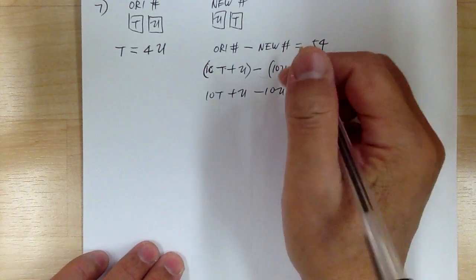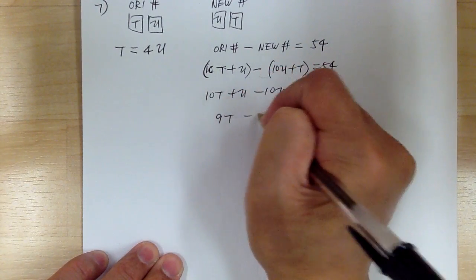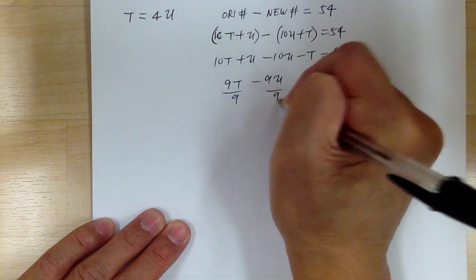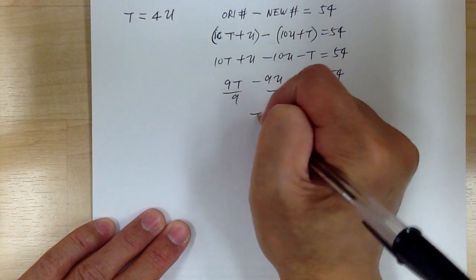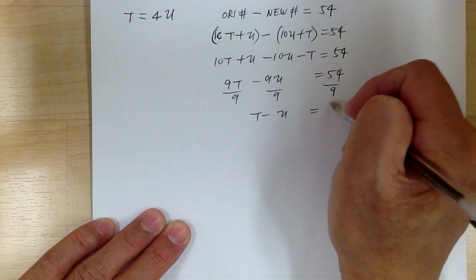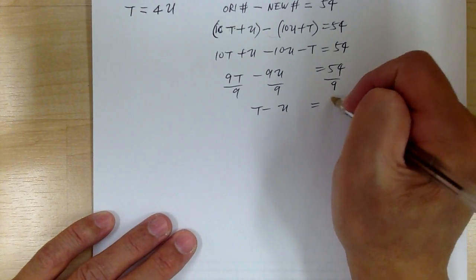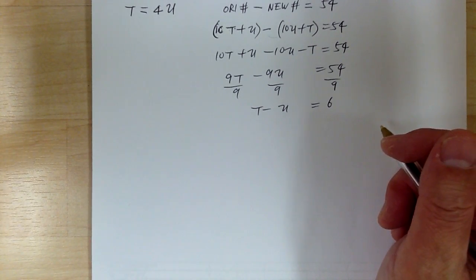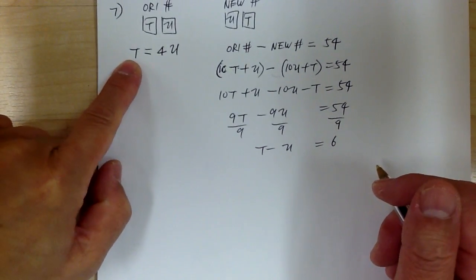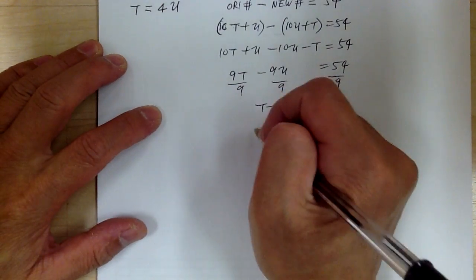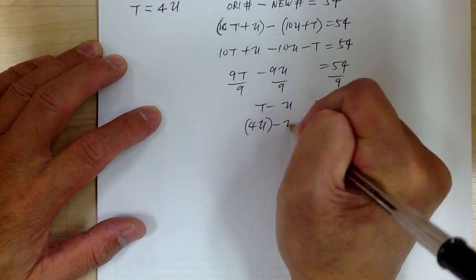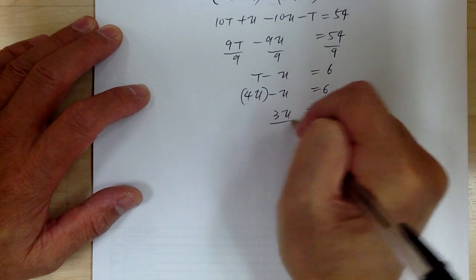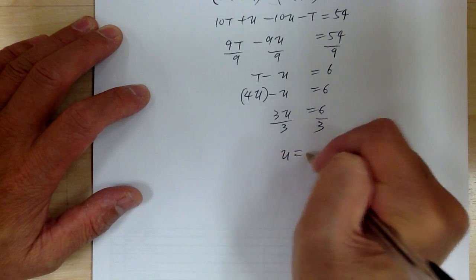So combine the like terms. So you got 9t minus 9u equal to 54. Divide by 9. So you got t minus u equal to 6. Okay. Then after that, you can substitute. See over here it says t equal to 4u. So substitute into here. So 4u minus u equal to 6. So you get 3u equal to 6. Divide by 3, divide by 3. So u equal to 2.